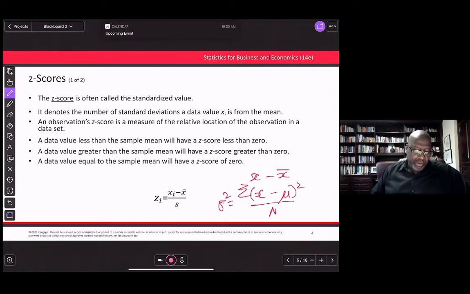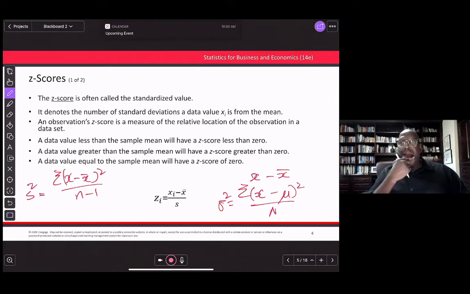If it is a sample, we calculated a sample standard deviation by taking x minus x bar, squaring it, adding them up, and dividing by n minus 1. Sorry, that would have been the sample variance. If we want standard deviation, we just take the square root of the variance.